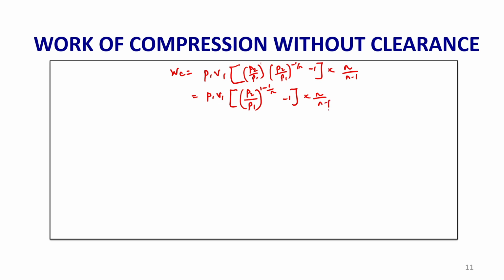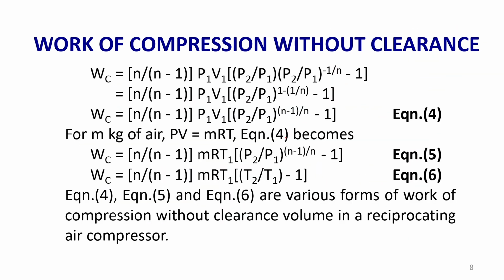Let me take this n by n minus 1 to the front. So, n by n minus 1 into P1 V1 into, take LCM, P2 by P1 the whole power n minus 1 by n minus 1. So, that is what we have got here, n by n minus 1. I have taken the n by n minus 1 term to the front, P1 V1 into P2 by P1 whole power n minus 1 by n. So, equation number 1 is one form of work of compression in case of an air compressor without clearance volume.